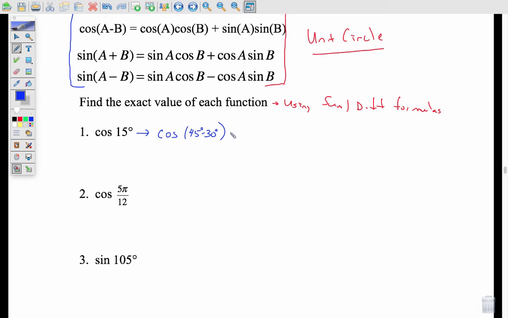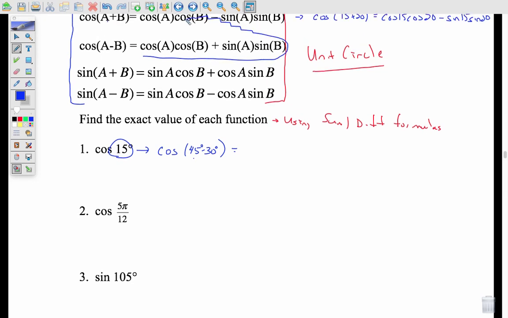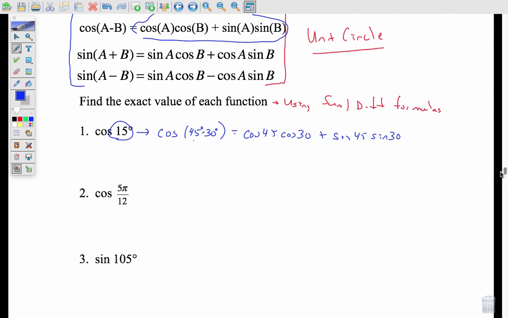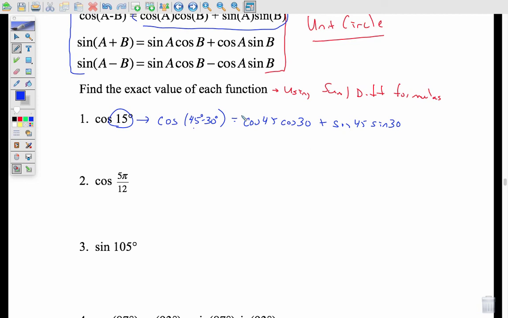It just makes more sense probably to work in the first quadrant. But now that we've chosen to use 45 and 30, notice that's the same thing as 15, so we just replace 15 with 45 minus 30. Again, two angles that are on the unit circle. We'll go ahead and expand that out into our version that we just talked about up here: cosine A cosine B plus sine A sine B. So we have the cosine of 45 times the cosine of 30 plus the sine of 45 times the sine of 30. Now we are working off our unit circle, so we chose two angles that were on our unit circle. That way we could find those values fairly simply and make our substitutions.